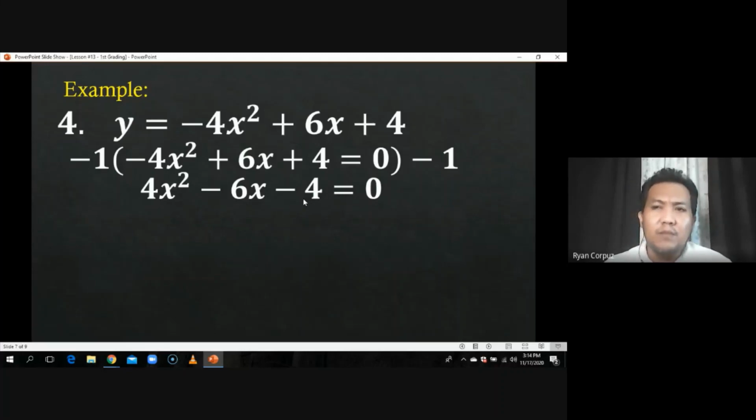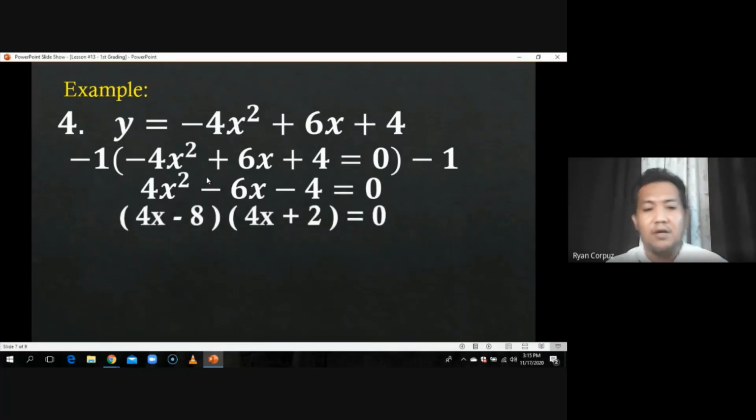Factors of 16 that when added, the sum is negative 6. Ano mga factors ng 16? That would be 8 times 2. 8 times 2 is 16. So, 8 plus 2 is 10. 8 minus 2 is 6. So, ayun na yun. That means, isa doon sa dalawang yun ay negative because negative 16 yun. So, ibig sabihin, since negative yung gitna, negative yung mas mataas. So, ibig sabihin, negative yung 8, positive yung 2.